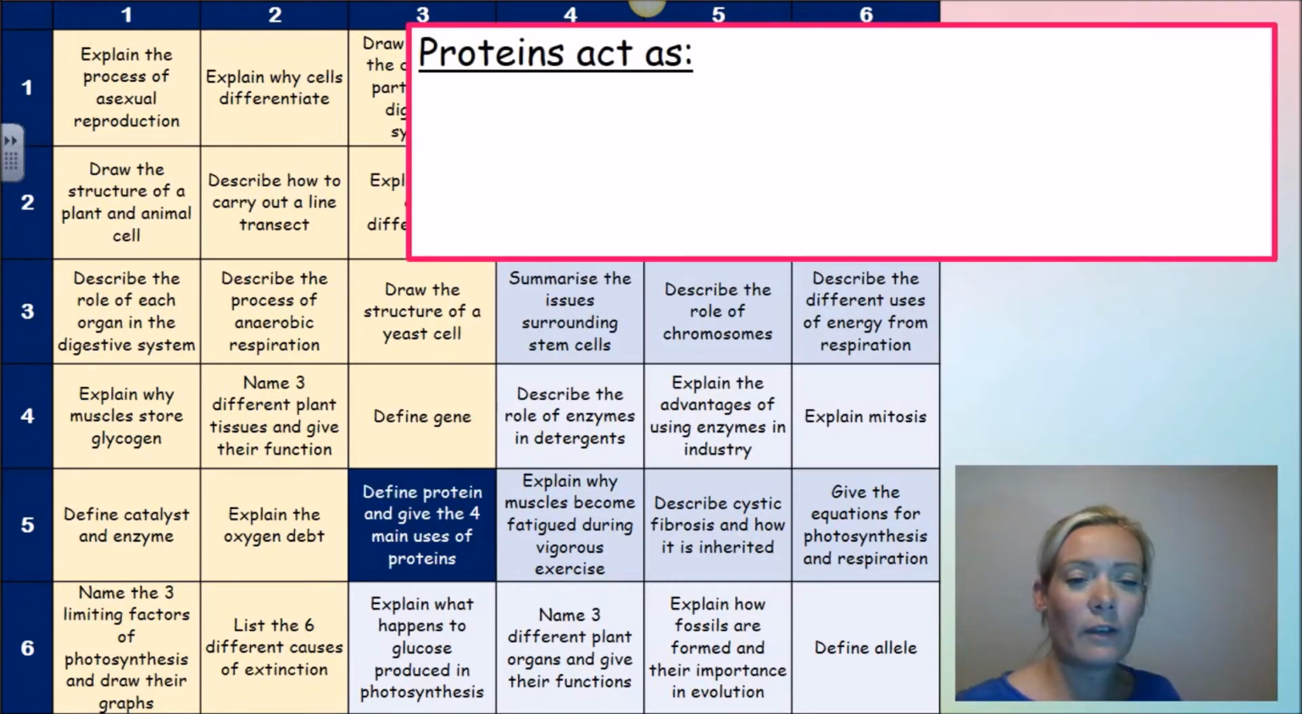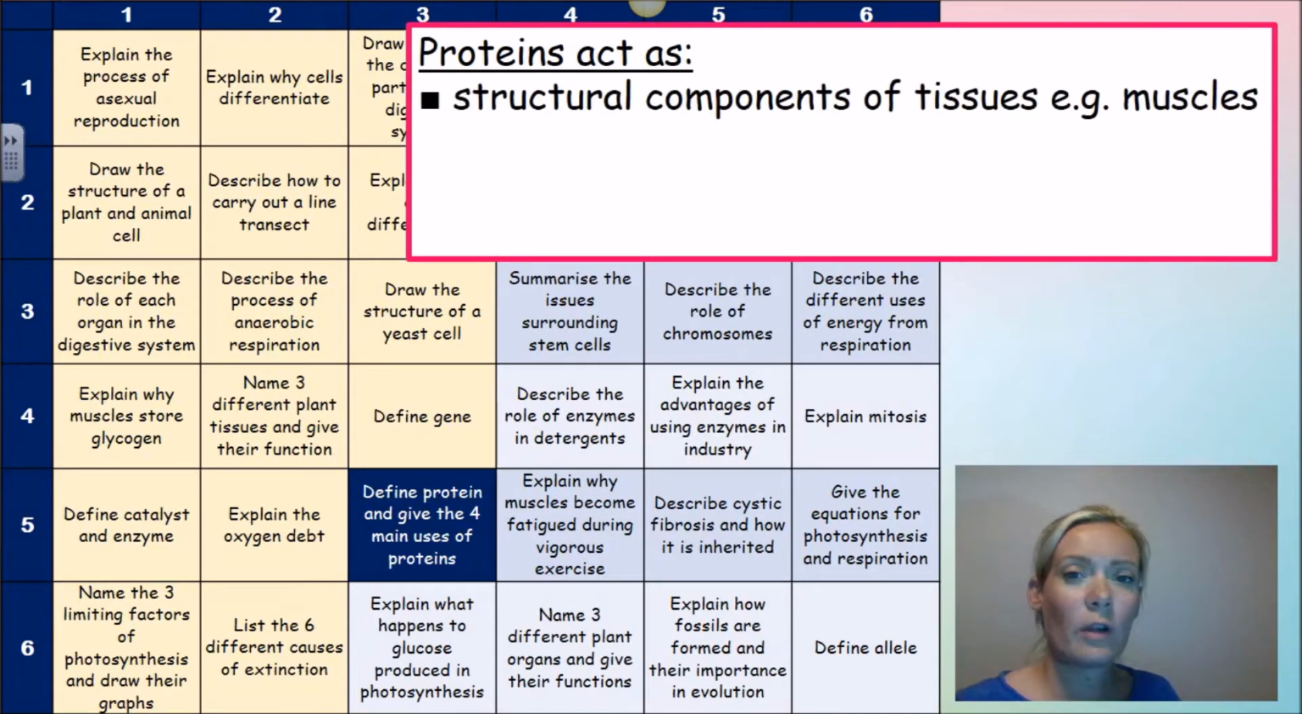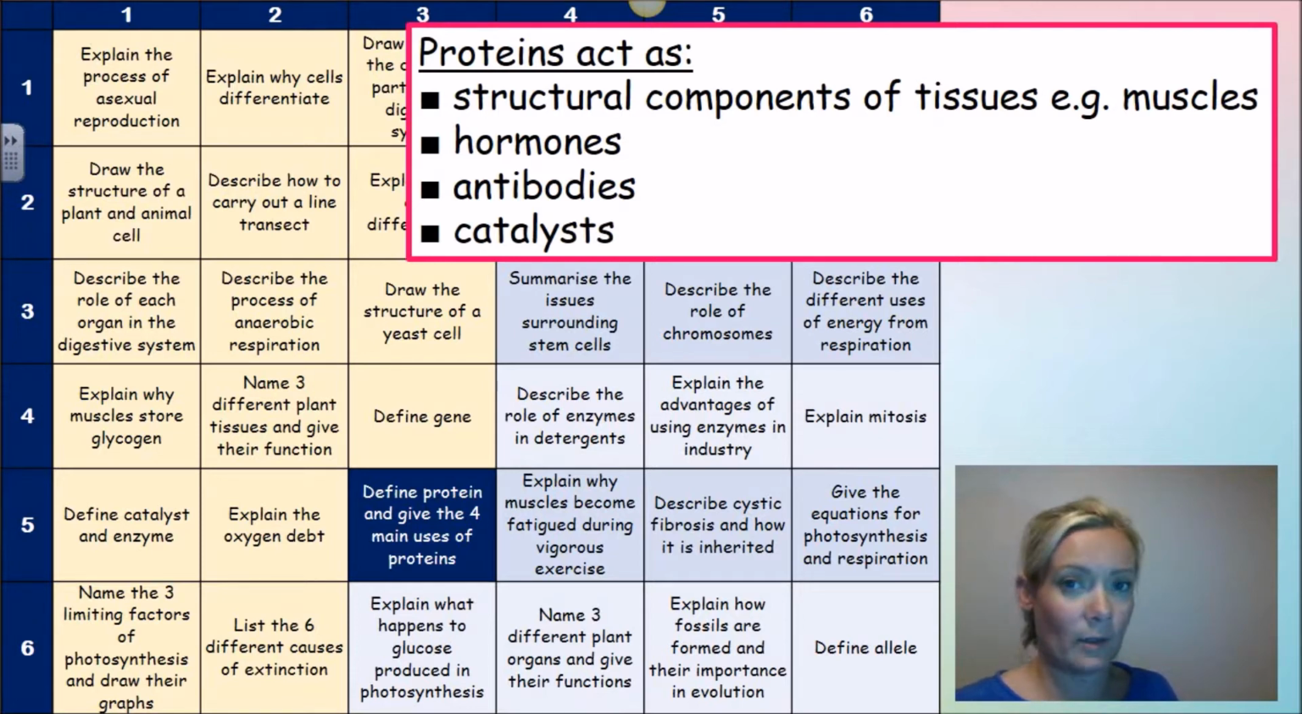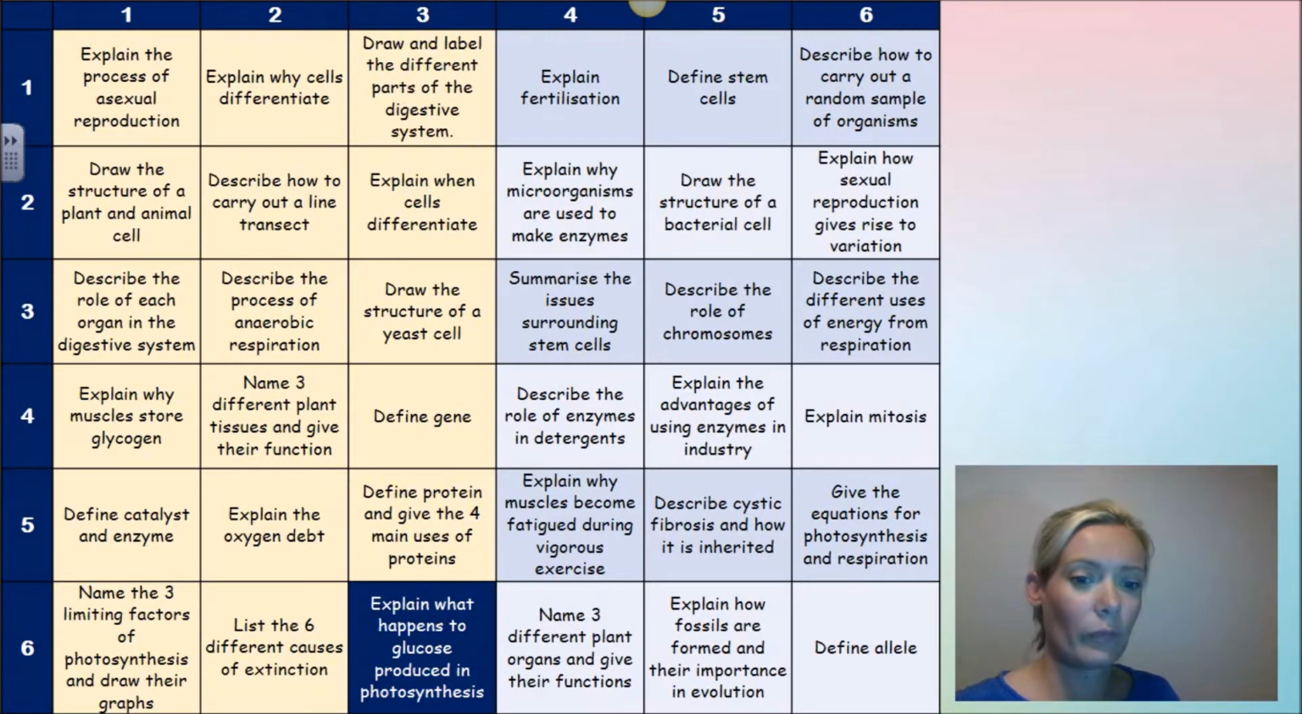Define protein and give 4 main uses. So what do proteins act as? So the structural components of muscles with different tissues, but muscles would be an example. They could be hormones, they could be antibodies, and they could be catalysts or biological catalysts, enzymes. Okay, so structural components of tissues, hormones, antibodies, enzymes. That's what proteins are. So remember that enzymes are proteins, so they become denatured by those high temperatures.